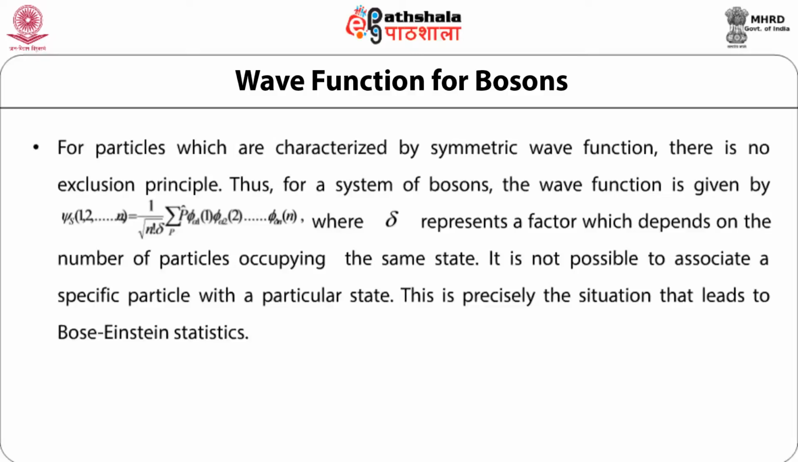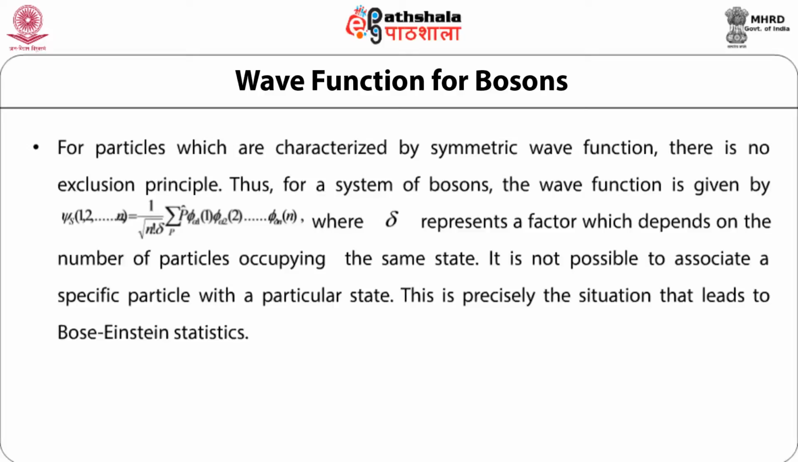Thus, for a system of bosons, the wave function for the complete system is given by the symmetric wave function, which is given mathematically as ψ_S(1, 2, ..., n) is equal to 1 upon root n factorial times delta times the summation over p of the permutation operator p acting on the state φ_α1(1), φ_α2(2), and so on to φ_αn(n), where the term delta represents a factor which depends on the number of particles occupying the same state.